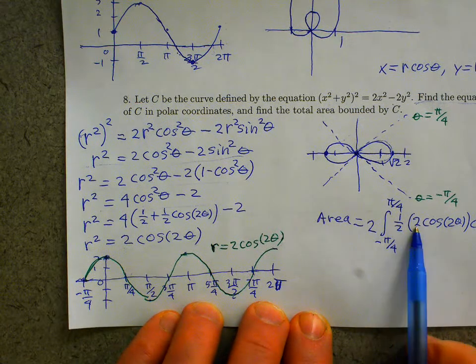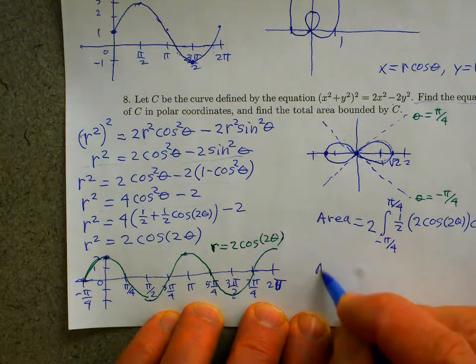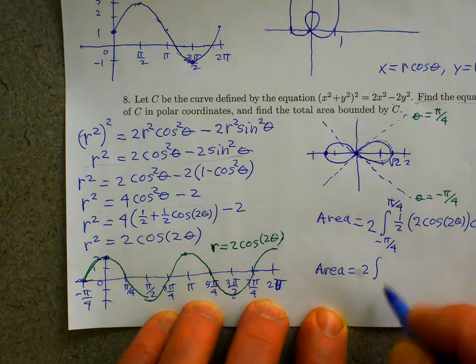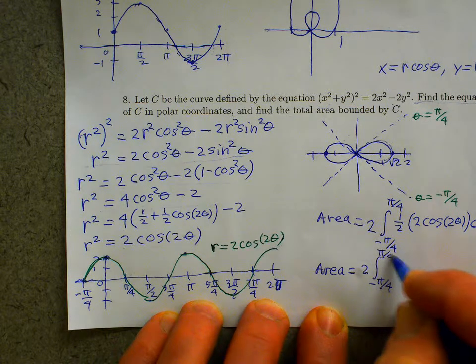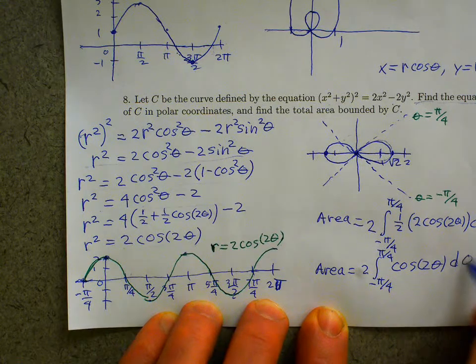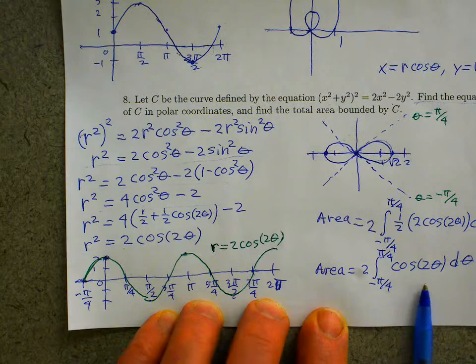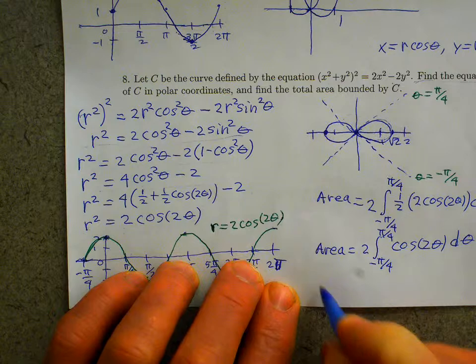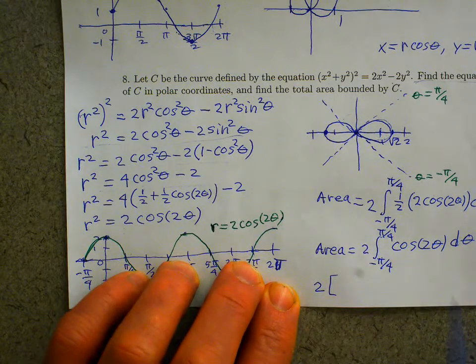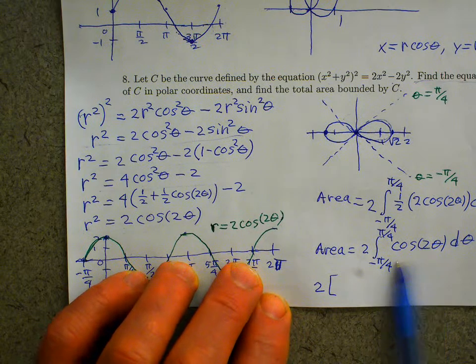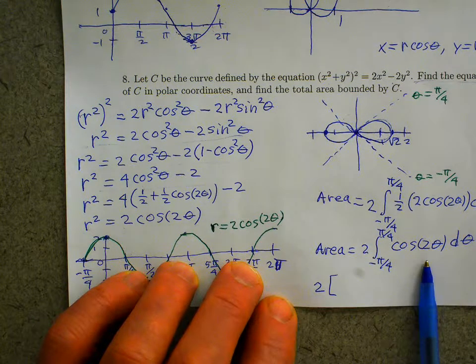And then 1/2 times 2 is 1. So we just get the area equals 2 times the definite integral from negative pi over 4 to pi over 4 of cosine of 2 theta d theta. This is a pretty simple integral to evaluate. Let's just take it one step further and write down an antiderivative for cosine of 2 theta, which is 1/2 sine of 2 theta, right?